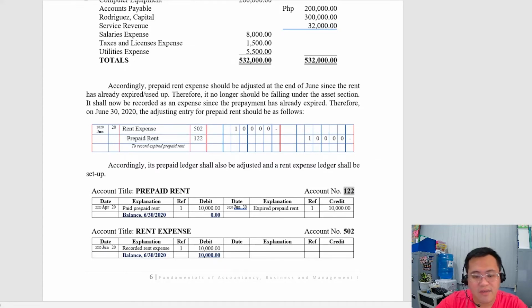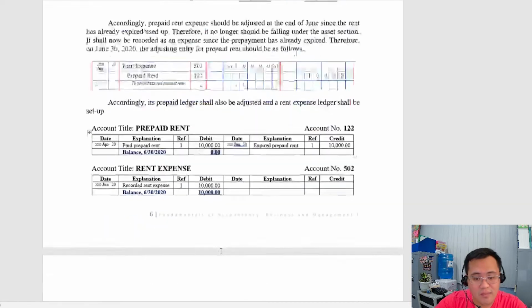So notice the net effect. On April 20, there is a prepaid rent of 10,000. However, we have already used up the rent on June 30 for 10,000. That's why the prepaid rent becomes zero already. Our prepaid rent has been zeroed out because we already have consumed the rent for that corresponding month, which is for the month of June. Okay, I hope it's clear. Now, again, the rent expense has been set up. The 502 ledger for rent expense has been set up for 10,000 on the debit side.